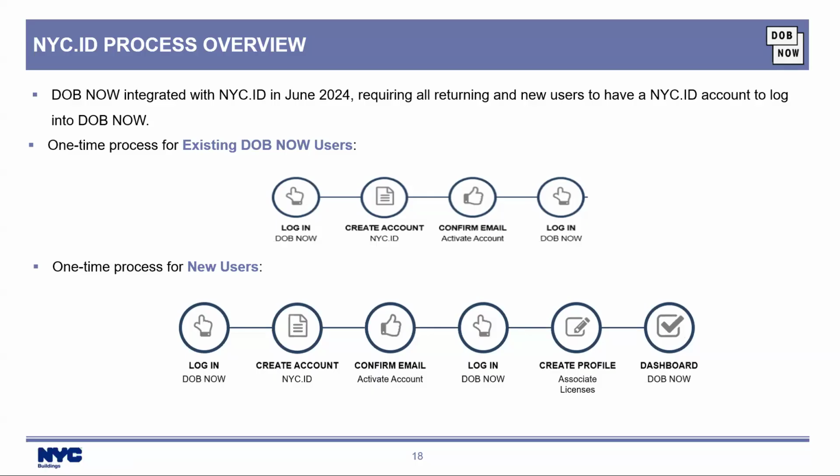For existing DOB Now users, when they go to log in, they'll be taken over to NYC ID to create their account. They're going to need to click on a link in an email to confirm their email and activate the account, and then they'll be able to log in. For new users, that process is the same, but after the first time they log in, they are going to need to create a profile and associate any licenses. Then they'll be able to move into DOB Now.